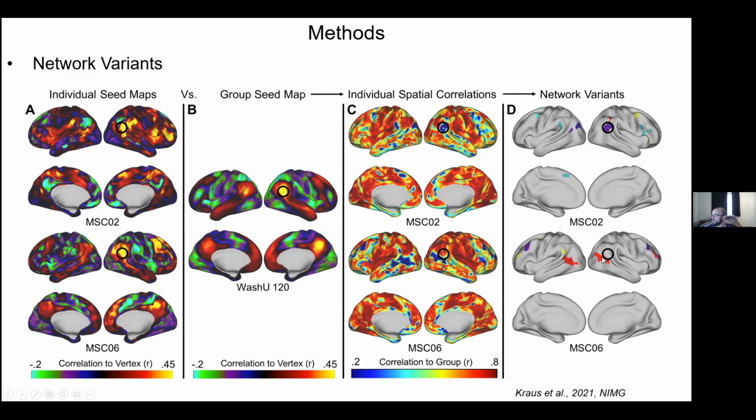Then down here, you'll see for MSC06, this region, which is very similar, does not end up getting thresholded. There's a region below it which gets assigned to the default mode network, this little red blob right here, but this particular seed I've been talking about is not a network variant in this person. So once we did that, we were ready to move on to some of the results from this paper.